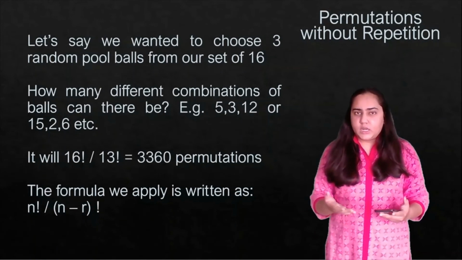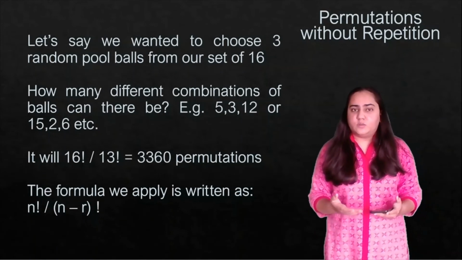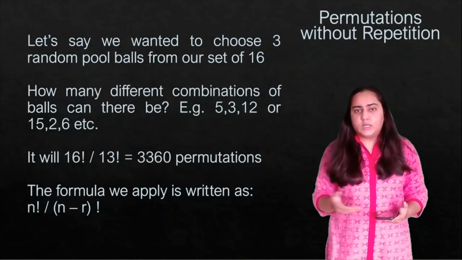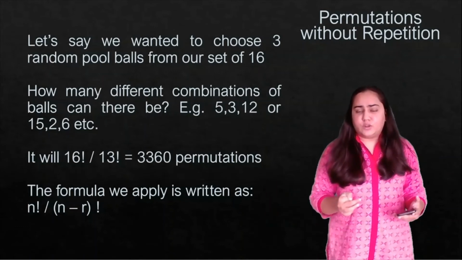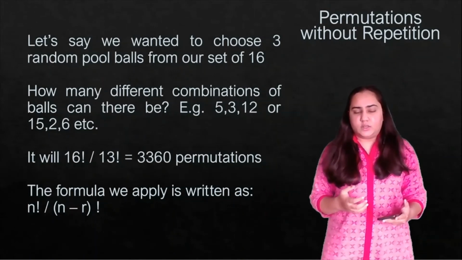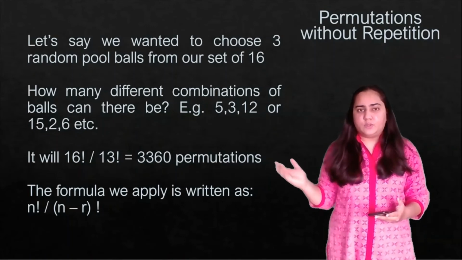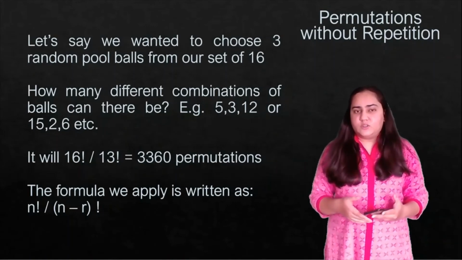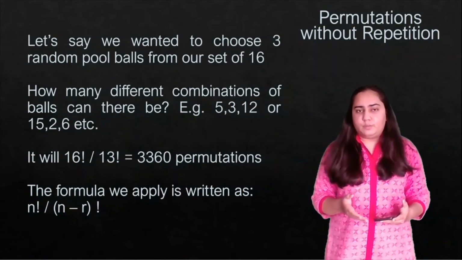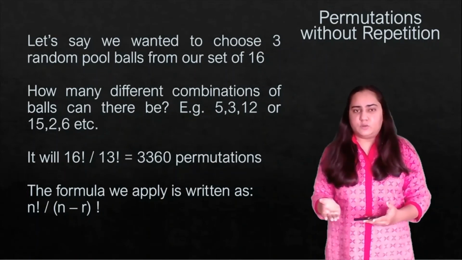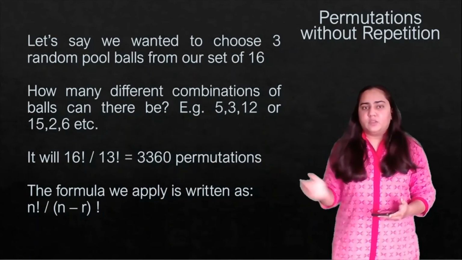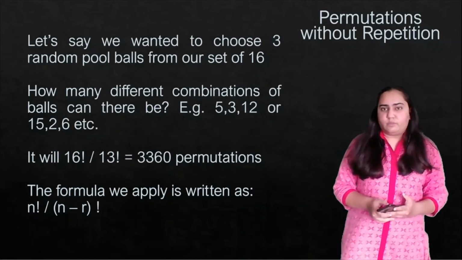Here n tells you how many total balls you have, which are 16, and r defines how many you are trying to pick at once, and those are 3. So that's why it's going to be 16 factorial divided by 16 minus 3 factorial, which gives you 16 factorial divided by 13 factorial.